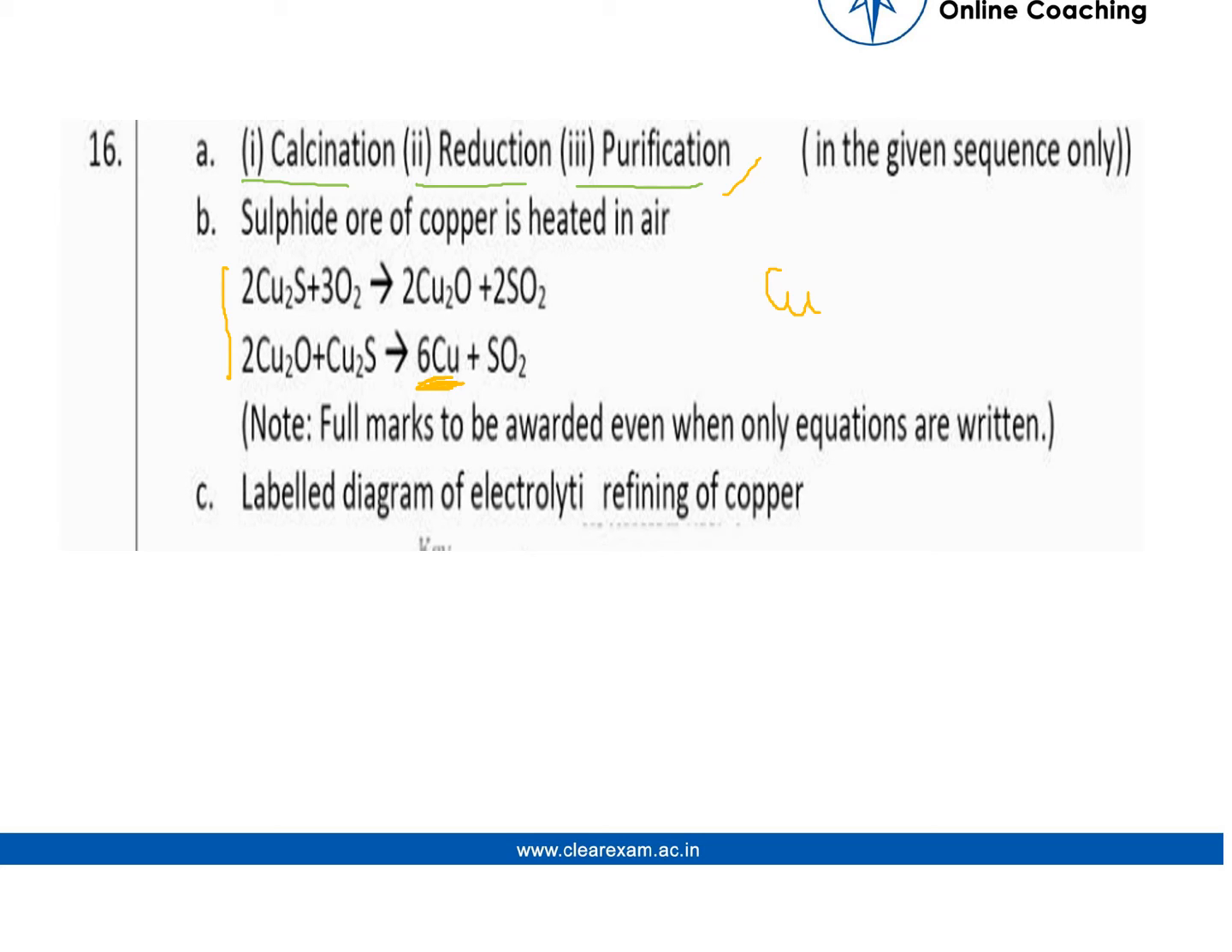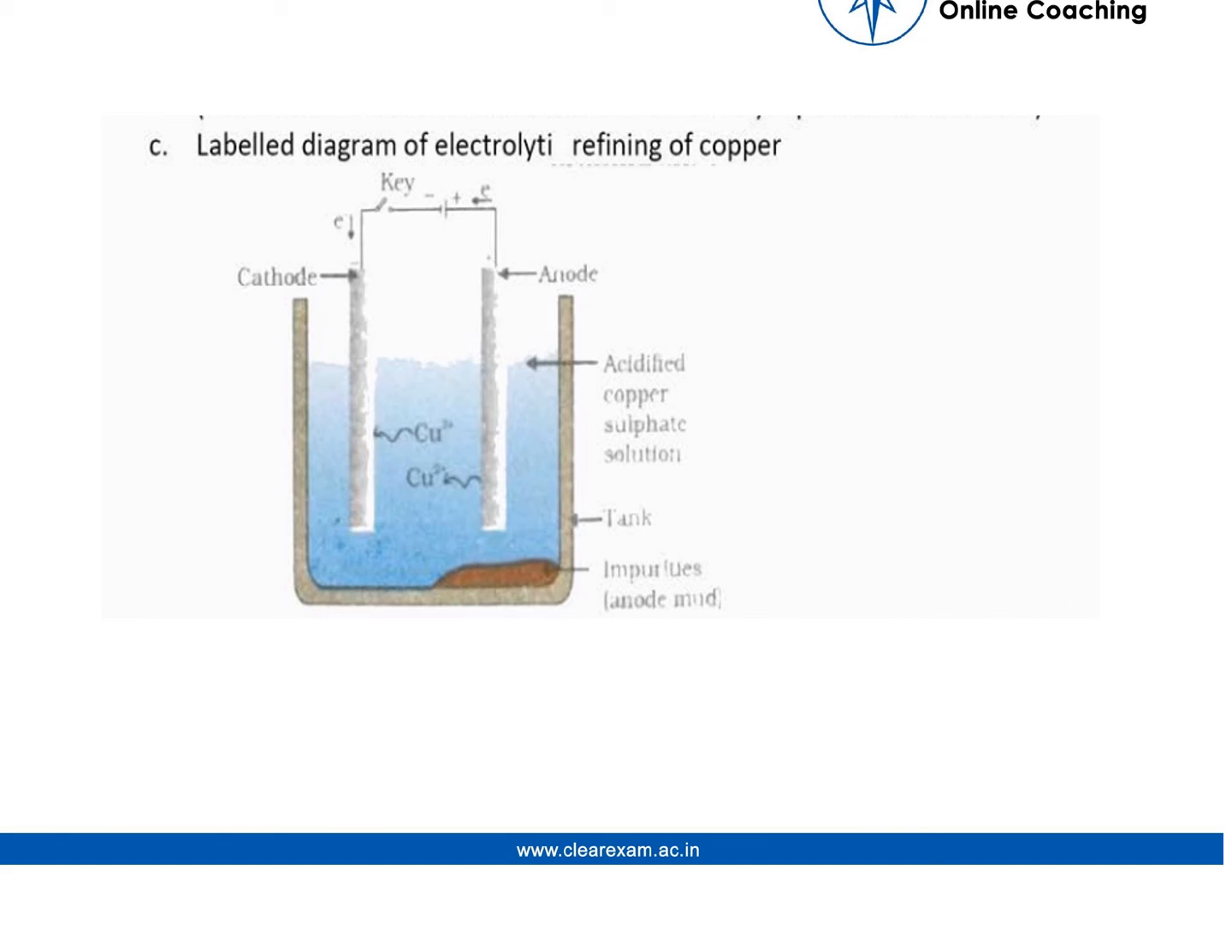Now there was another demand of diagram. C part said that we have to draw the label diagram for electrolytic refining of copper. So you would have to draw the diagram and not explain, but just label it that this is cathode, this is anode, and this is acidified copper sulfate solution which is used, and this you can say this is tank, these are impurities, and the key and all the wire and the flow of electrons. That's it. If you would draw and label it this much, you would get full marks.